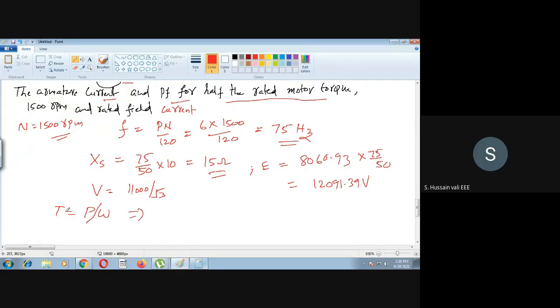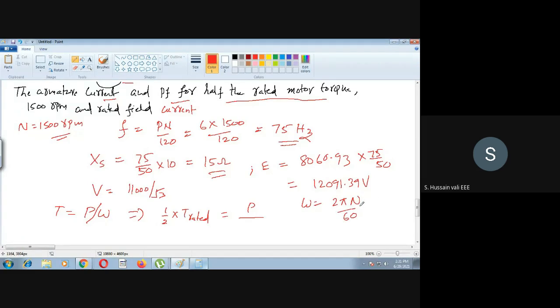He said that torque is half the rated one. So we'll do one thing: 1 by 2 into T rated is equal to P by omega. So what is the omega here? Now you have to find out omega. Recall omega is equal to 2 pi n by 60.